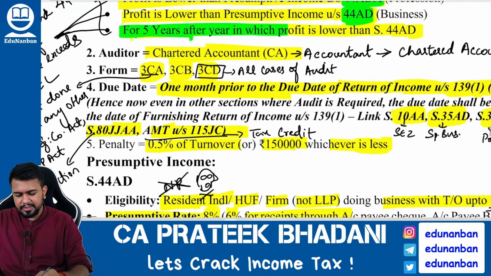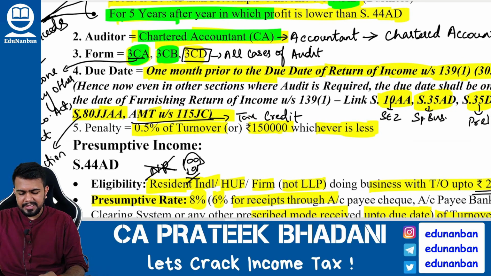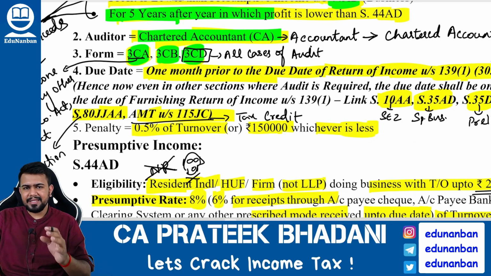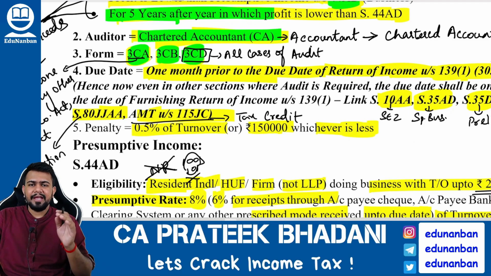Who will do tax audit? Answer is chartered accountant will do the tax audit. Next, what is the tax audit form? Form 3CA, 3CB and 3CD. If an organization or assessee is already subject to audit under any other act, in such case the form will be 3CA and 3CD. If the assessee is not subject to audit under any other law, then the audit form will be 3CB, 3CD. Okay.